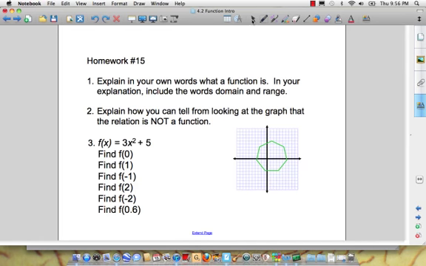For your homework, here's what I want you to do. Number 1, explain in your own words what a function is, and in your explanation include the words domain and range. Number 2, look at this graph right here and explain how you know from looking in the graph that it's not a function. Then for number 3, I want you to plug in these numbers 0, 1, and -1, 2, -2, and 0.6 to this rule. Remember to follow PEMDAS. Square your number first, then multiply it by 3, then add 5.